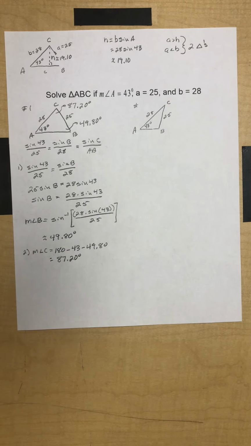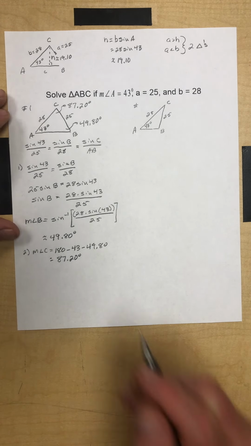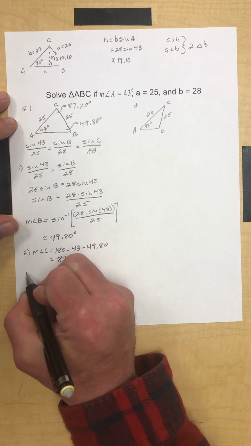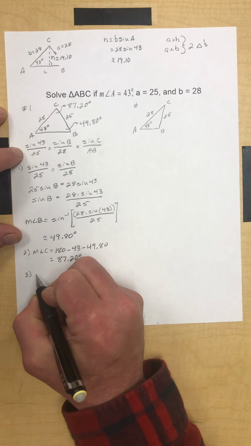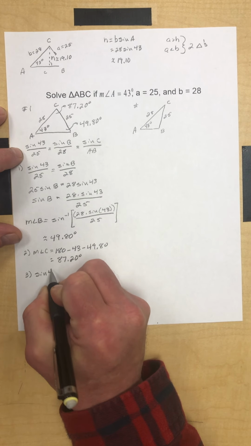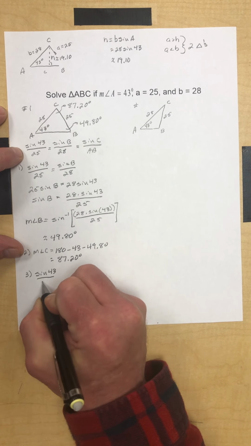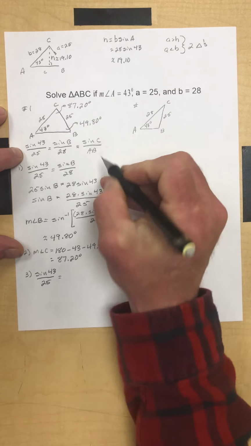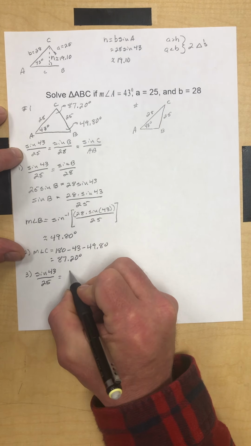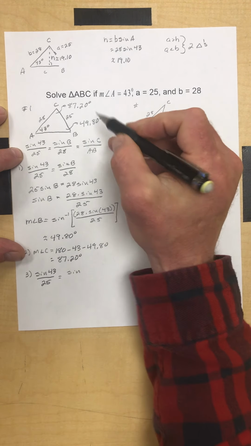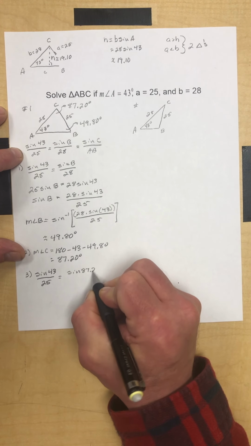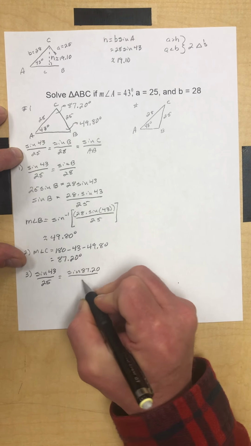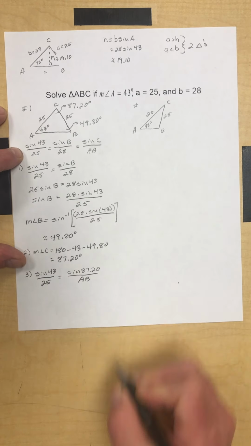Okay, so the last thing I have to find is the third missing side, side AB. Let's see, we're going to use this ratio right here: sine of 43 over 25, and we set that equal to the sine of angle C. We know that angle C is 87.20 over AB, and AB is what I'm looking for.